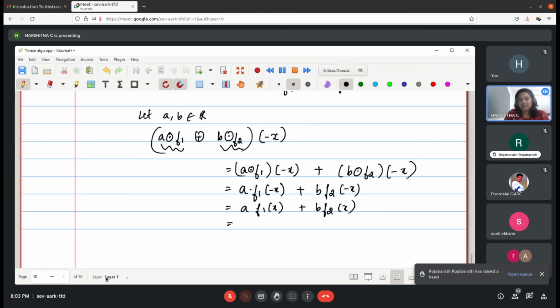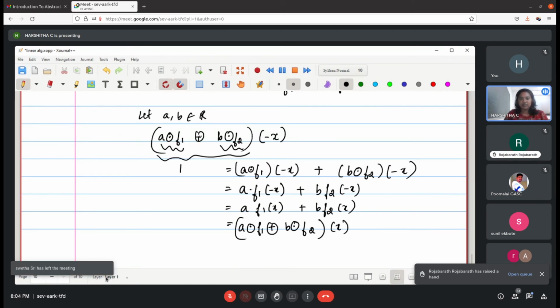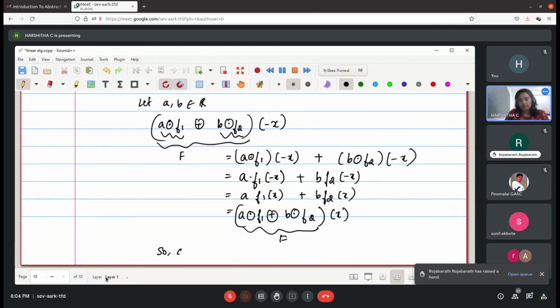Now you go back and see that this is nothing but A dot F1 plus B dot F2 evaluated at x. So what have we got? This large function, if we call it capital F, we have got capital F at minus x is equal to capital F at x. So this large function which we call capital F belongs to VE, which gives that VE is a subspace.